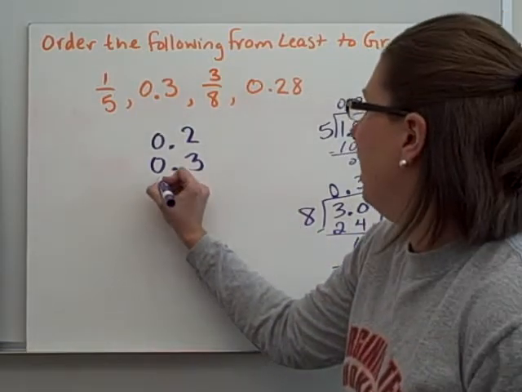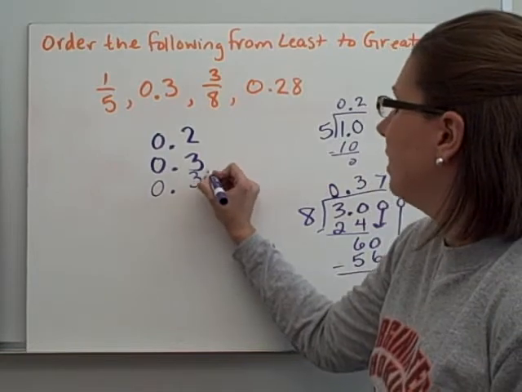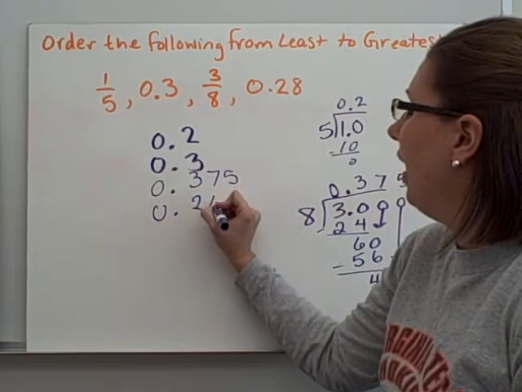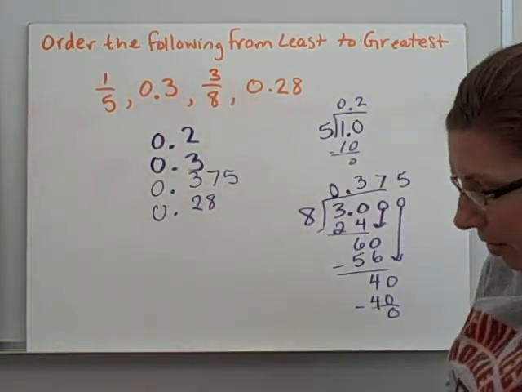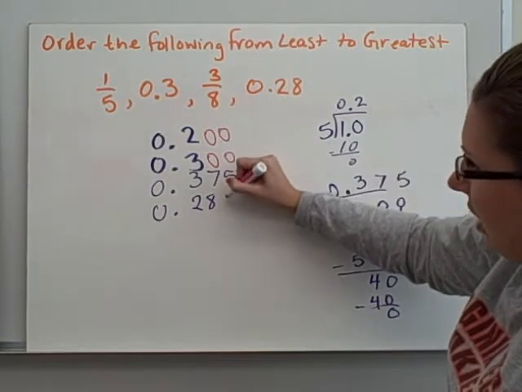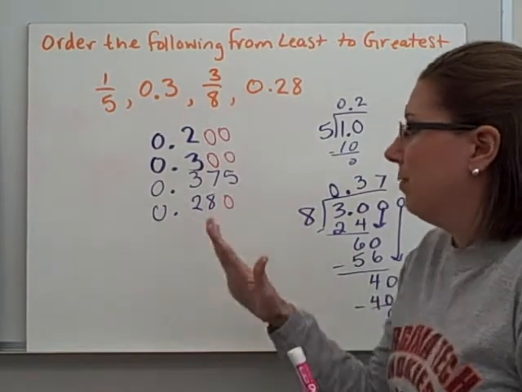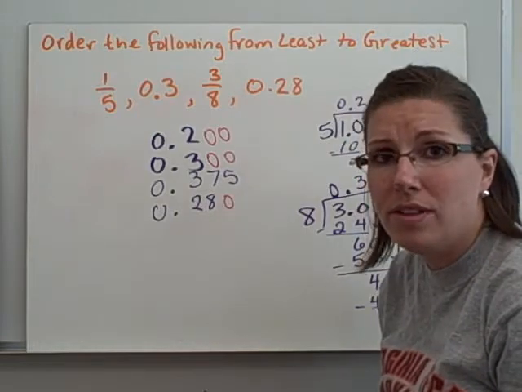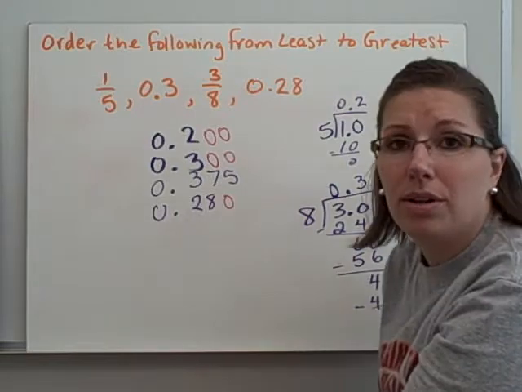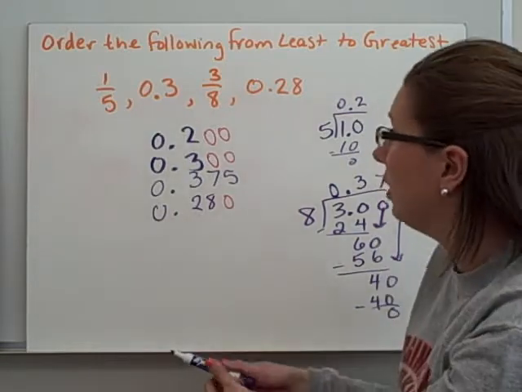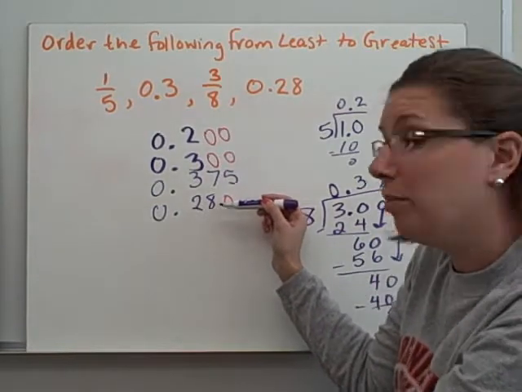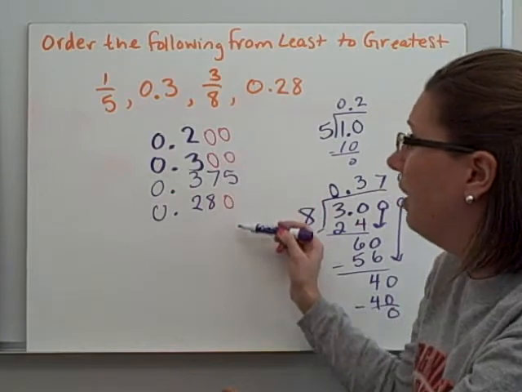So my next number is 0.375, and then my last number is 0.28. I'm going to put zeros as placeholders. I'll put them in a different color so you can see that they're just placeholders. They don't change the value of my number at all, but I can use the placeholders to help me compare the decimals because I'm looking straight down and I've got my numbers lined up according to place value: tenths, hundredths, thousandths.